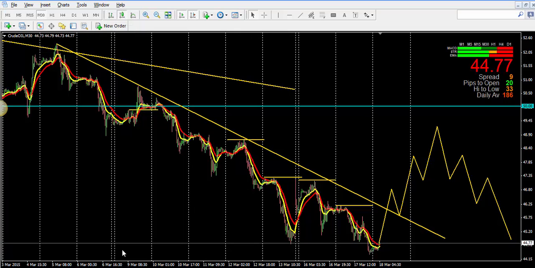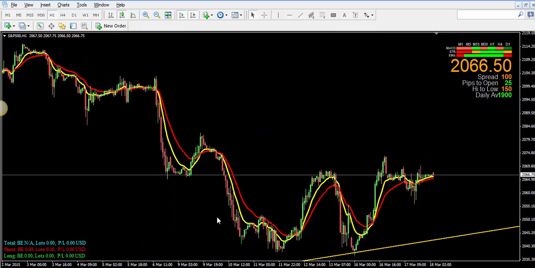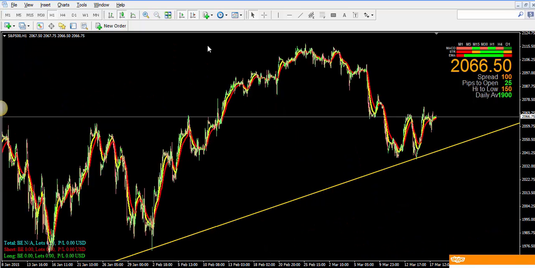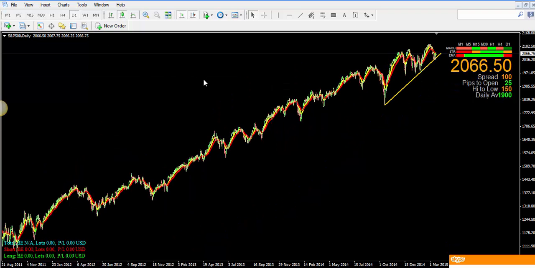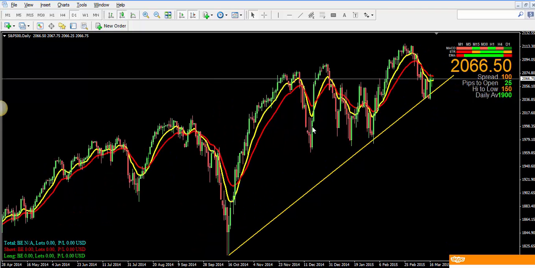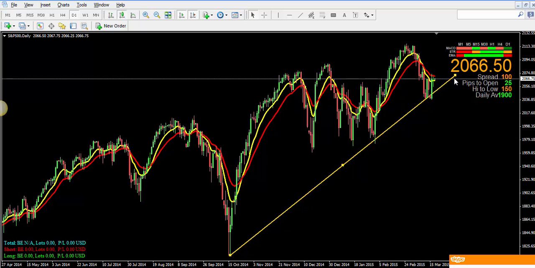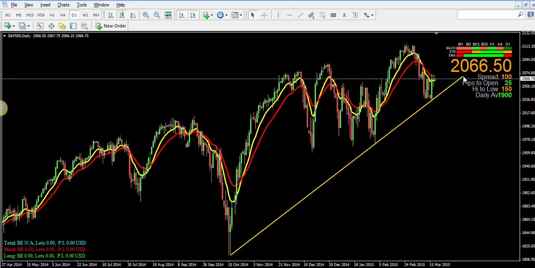So what about the S&P 500? Let's look at S&P 500. This is one of your major trend lines. Wow. Let's stick a little bit to short term. You see how the market bounced back? So what you really do is, but here's the thing. This is a daily chart, and the daily chart is still bearish.